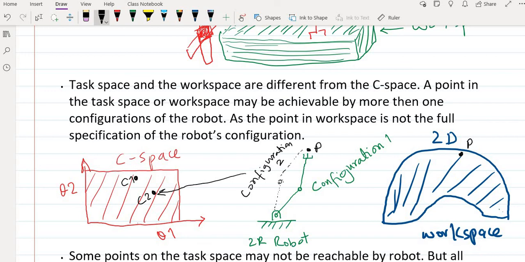So now the thing we wanted to say is that a point in your workspace, related to this point P, is this point here. Any point in your workspace can be reached by multiple configurations of your C space. So this is a difference between workspace and your C space, because the workspace is not the full specification of your robot configuration. It's only the configuration of your end effector, not the configuration of the joints. I hope that this is clear, and let's quickly move forward.